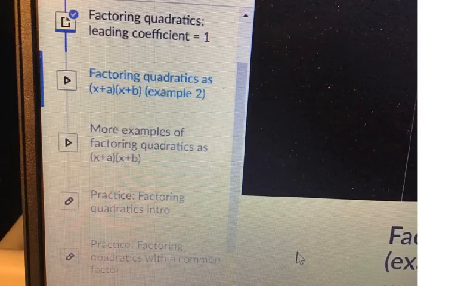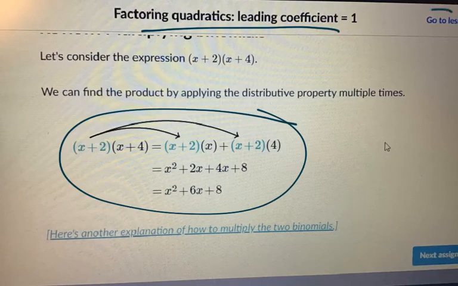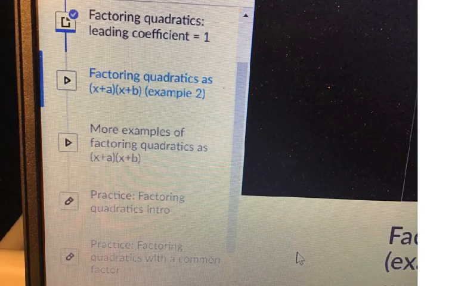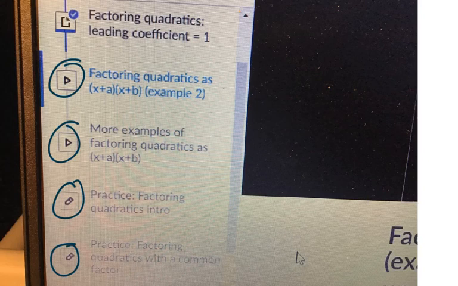Okay? And again, if you back out of it, see right here where it says go to lesson page? If you back out of it there, then you have this page that I've shown you many times before. Again, the arrows are videos. The pencils are practice problems.